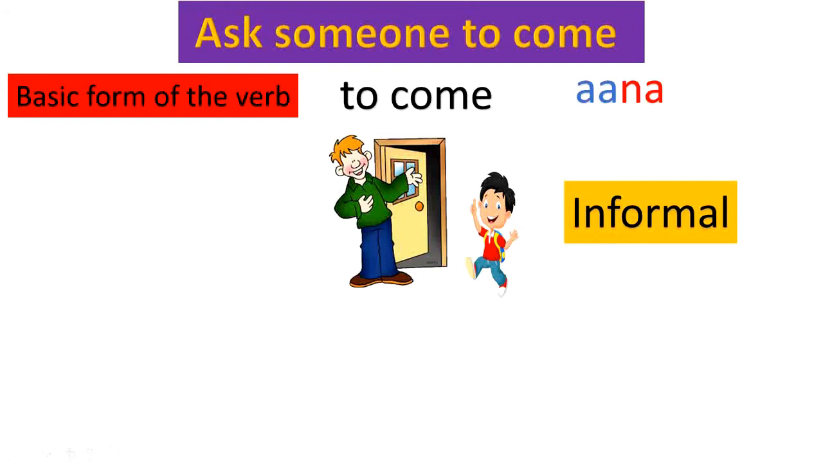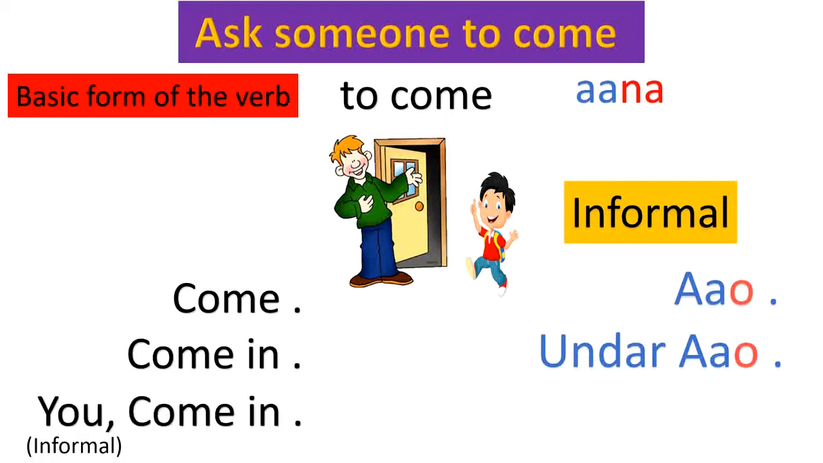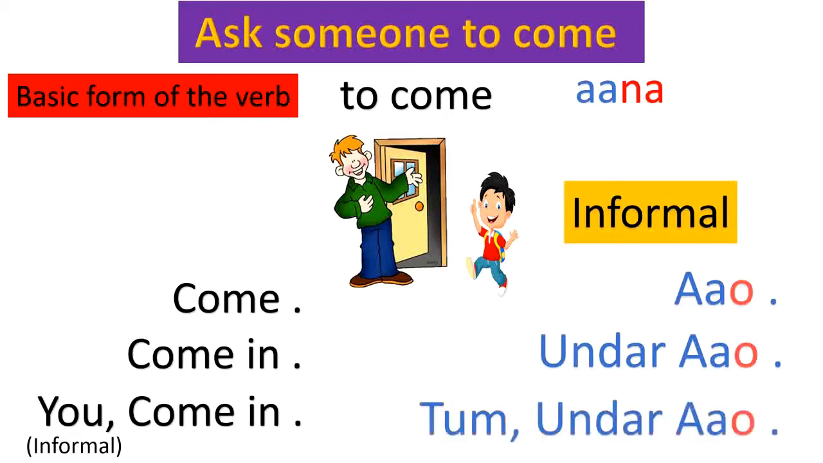Let us use verb come in informal way. The first sentence come means आओ. Second sentence come in. Come is आओ, in is andar. So it should be आओ andar. But as you know, in Hindi, verb always goes to the end of the sentence. So it should be andar आओ. Third sentence, you come in. Informal you in Hindi is तुम. We will say तुम अंदर आओ.